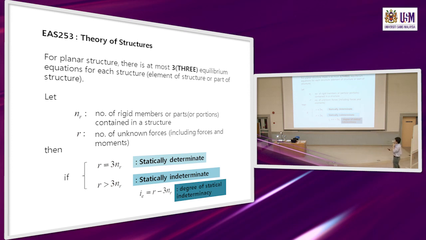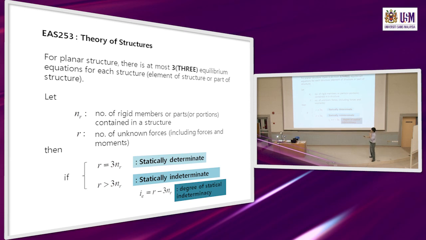Okay, now let's look at this slide here. We want to write down the checking equation in another way, for the case when you have to divide your structure into different parts, when you need to cut it. So we use the symbol NR to represent the number of rigid members. How many parts do you cut it into? How many free body diagrams do you have? And R is the number of unknown forces. How many unknown forces do we count in total?